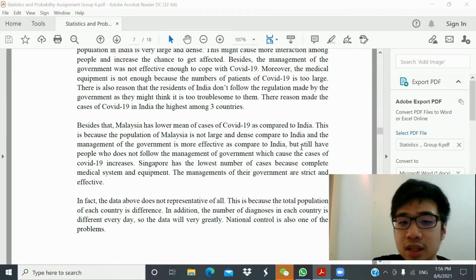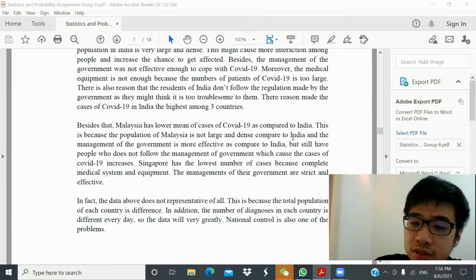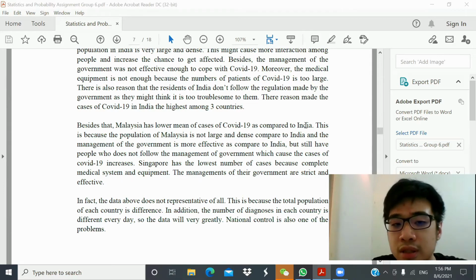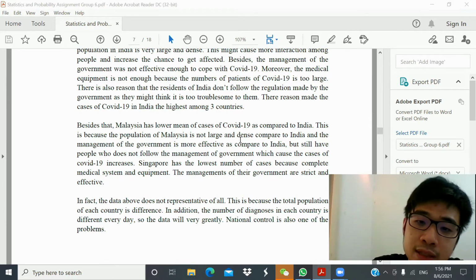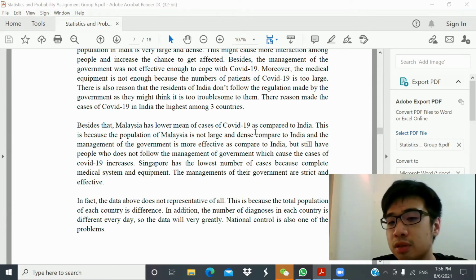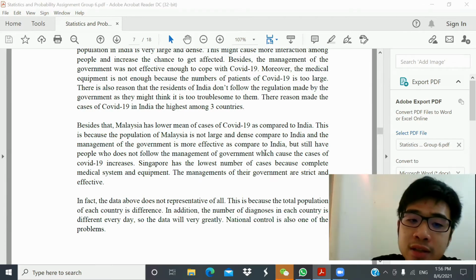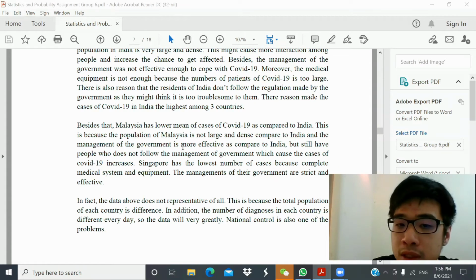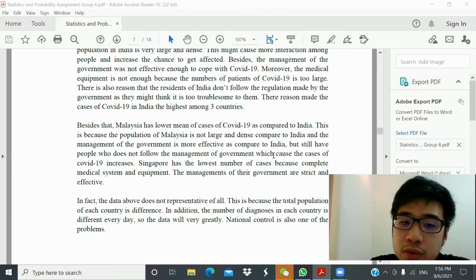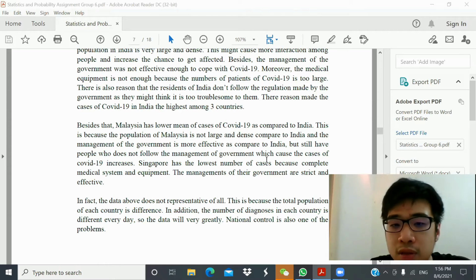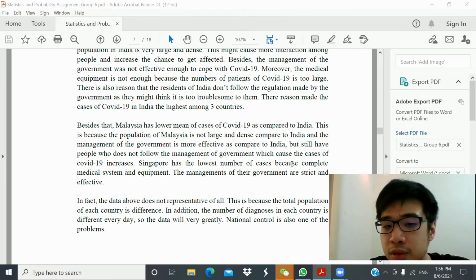Besides that, Malaysia has a lower mean of cases as compared to India. This is because the population of Malaysia is not that large and dense compared to India, and the management of our government is more effective compared to them. But there are still people who don't follow the management of the government, which causes the cases to still increase.